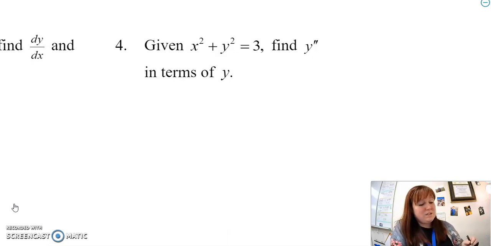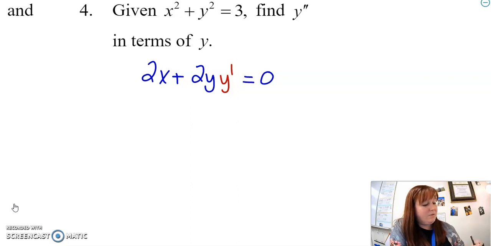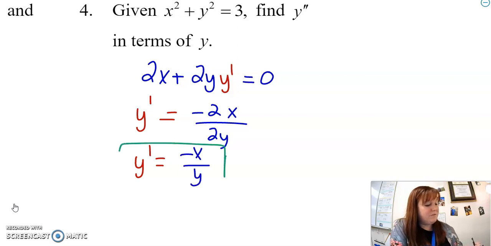All right, so we differentiate. So the first thing we do is take the derivative of everything. So we have 2x plus 2y y prime equals 0, because the derivative of a constant. I'm going to have a stamp made. What is the derivative of a constant? 0. Okay, so we get y prime by itself. So I have y prime equals negative 2x over 2y, because I subtracted 2x first and then I divided by y. And then the 2's cancel out, so I get y prime equals negative x over y. Perfect. That's the first derivative.